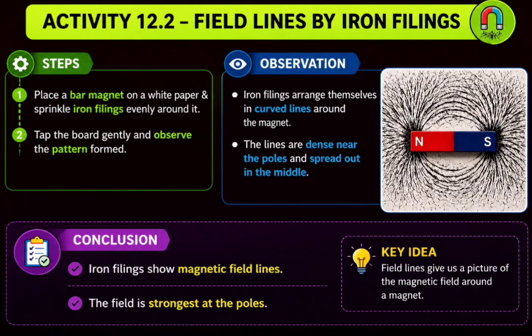We observe that the iron filings form curved lines around the magnet. The filings are more crowded near the poles, showing that the magnetic field is stronger at the poles. Therefore, iron filings help us to see the shape and strength of the magnetic field around a magnet.